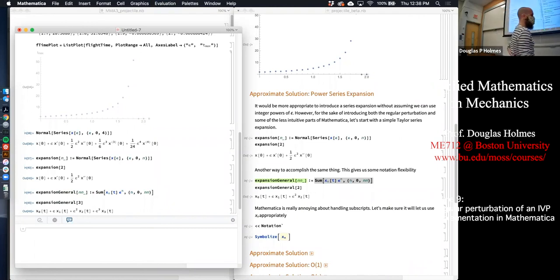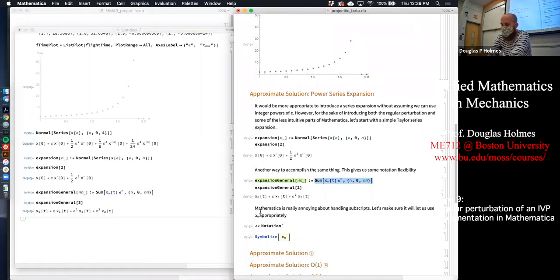Sorry, what was that? How did you add the subscript? Oh, how do I get the subscript? Yeah. Control hyphen. On a Mac, and on a PC I think it's still control hyphen, and that gives you that. Did that work for you? Yeah, thanks.